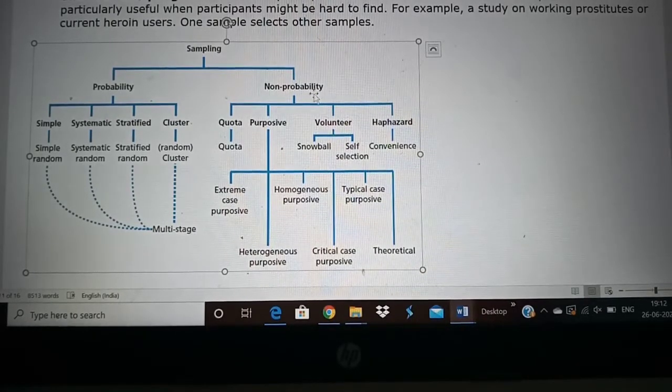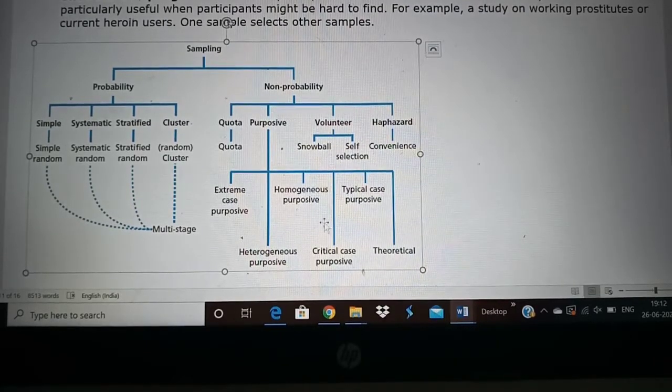In non-probability sampling, there is quota sampling. You fill the quota, and as a researcher, you decide who fills the quota. Then purposive. Purposive means heterogeneous purposive, that is, if there are different types of groups, then you decide whom you select. It can also be typical purposive or extreme case purposive. So there are different kinds of purposive sampling. Then volunteer is snowball selection. Self-selection is where the persons themselves volunteer to become a part of the study. And then haphazard, I told you there is no method, you just select whoever you feel like. That is haphazard. This is convenience sampling.